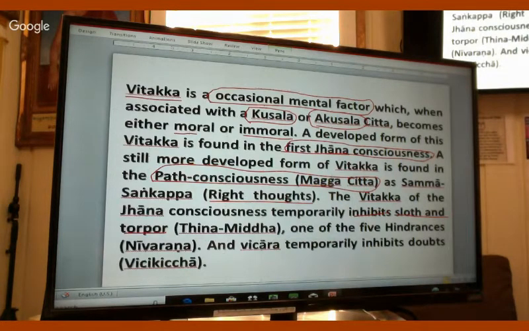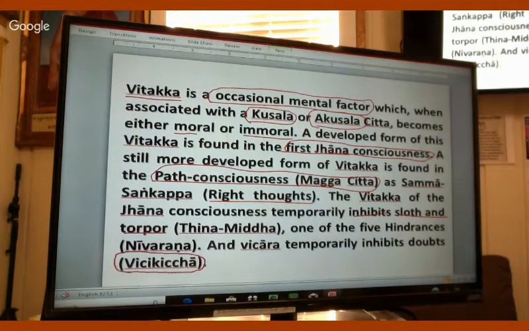In the last lecture we talked about the five hindrances. Nivarana block our mental development. So if you have Vitaka, it temporarily removes sloth and torpor. And then Vichara, in the second jhana, Vichara temporarily inhibits doubt, Vicikiccha.